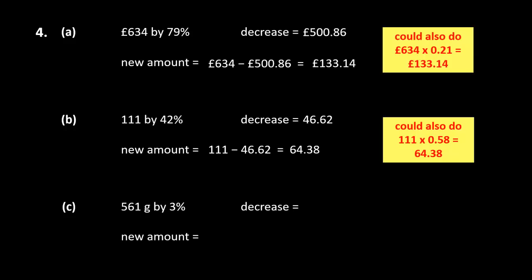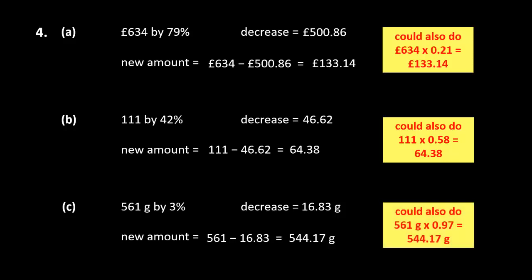And then the last one, 4 part C. There we go. 561 grams. Decrease it by 3%. That's 3%. Decrease it. There's the answer. You could have been clever and worked out 97%. Check those answers. If you've got any wrong, go back and make sure you can do them.